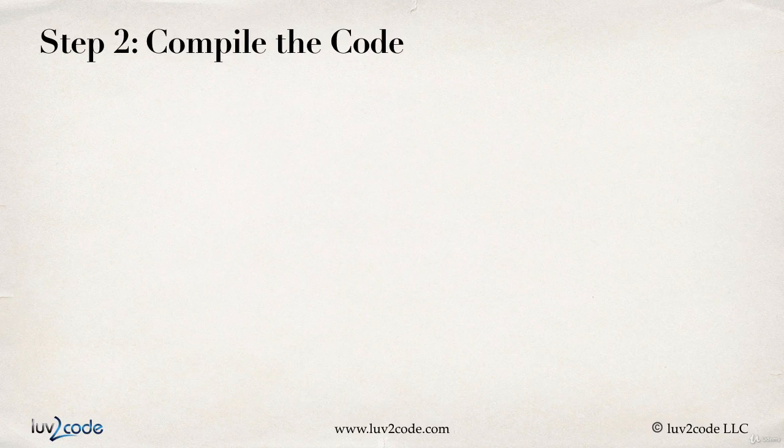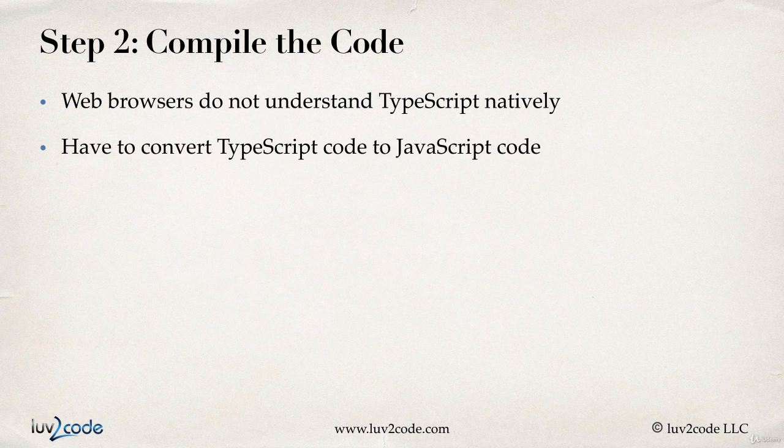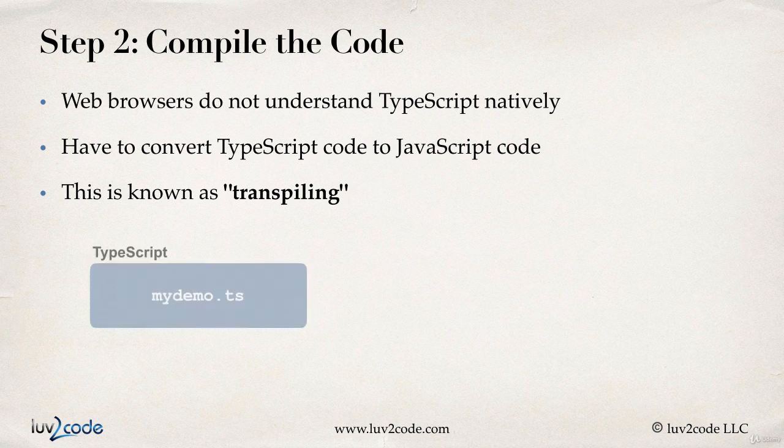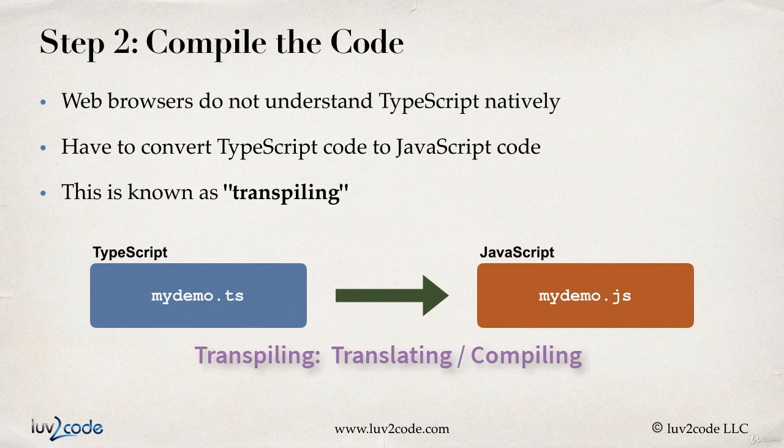And then with step two, compiling the code: web browsers do not understand TypeScript natively. They can only understand JavaScript. So we somehow need to convert our TypeScript code over to JavaScript code. And this is known as transpiling. Okay, funny term there, transpiling. So we're translating and compiling. We have our TypeScript code, mydemo.ts, and then we're going to transpile it to JavaScript code. And so we'll end up with this file called mydemo.js. So transpiling, we're translating and compiling.